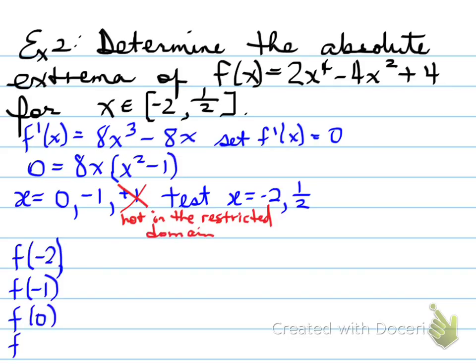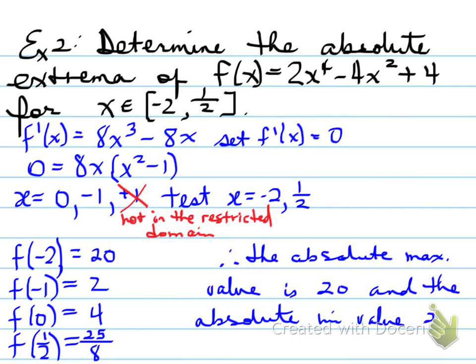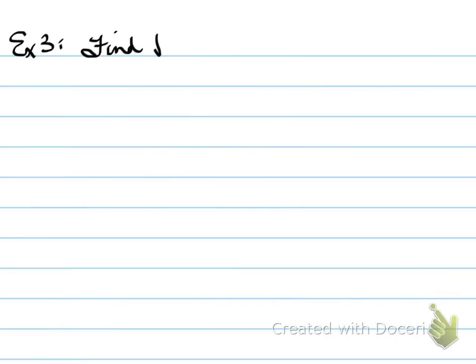Determine the values in order, and you get these values. So the absolute maximum value is 20, and the absolute minimum value is 2. Just to keep in mind, if I ask for a value, you would write that. If it's coordinates, you make sure you give me the x and the y. All right, one more. Example number 3.